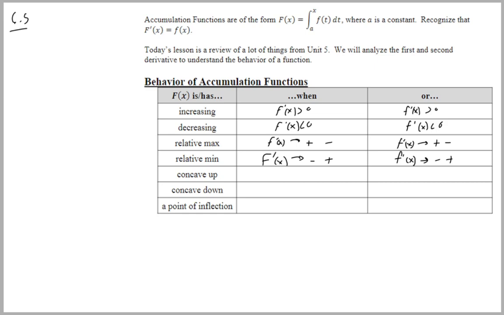Now this is kind of repetitive. It's getting a little repetitive.